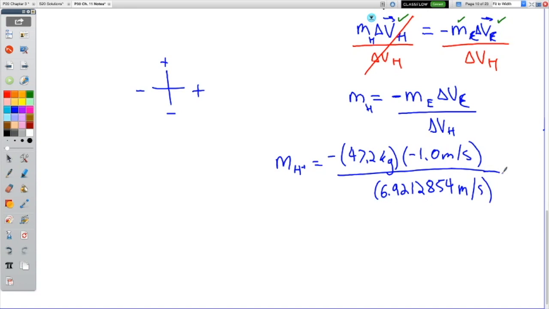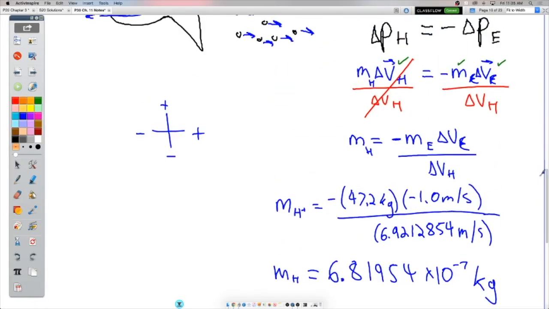Okay, so if you plug that all in, your negatives will end up canceling each other out, right? Negative, negative is a positive. And so I got that the total mass of the hydrogen is 6.81954 times 10 to the negative 7 kilograms. So now we're very, very close.